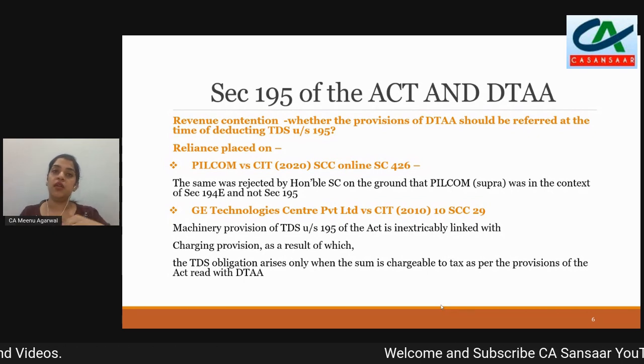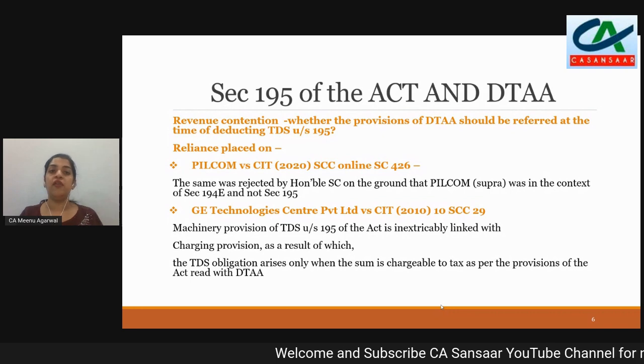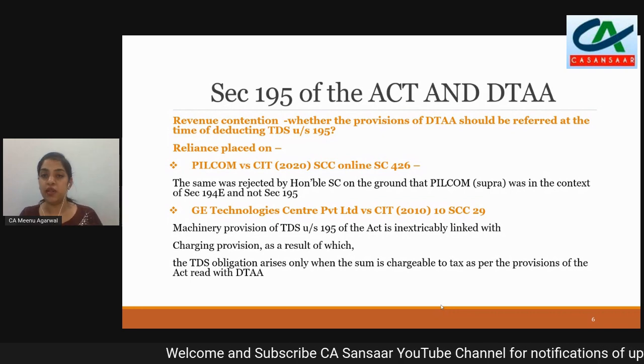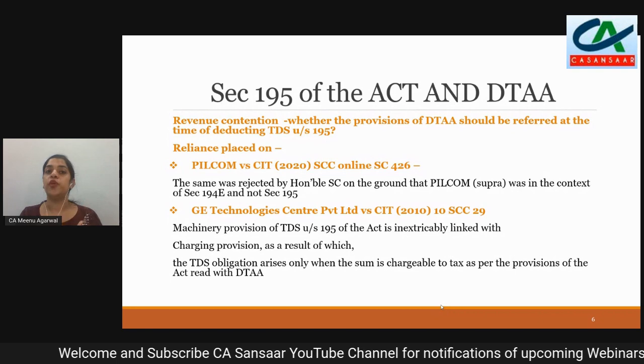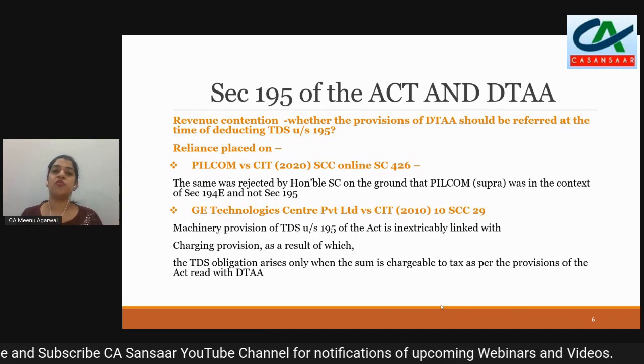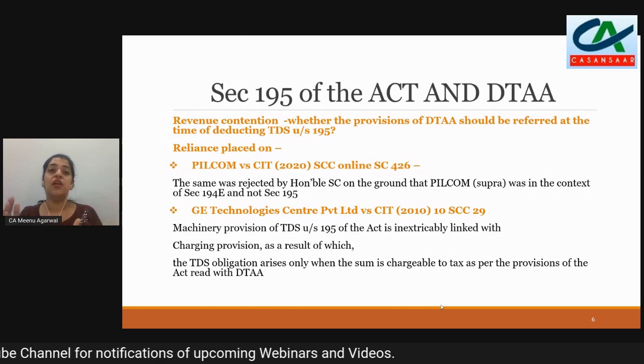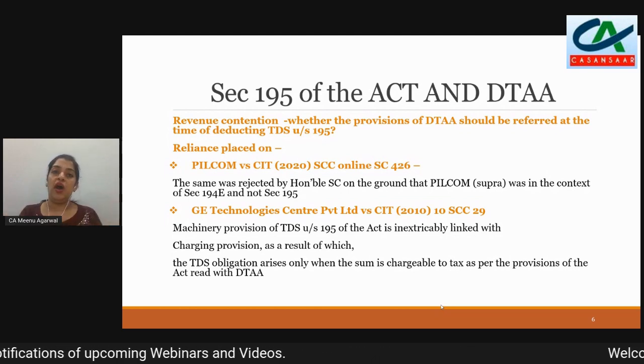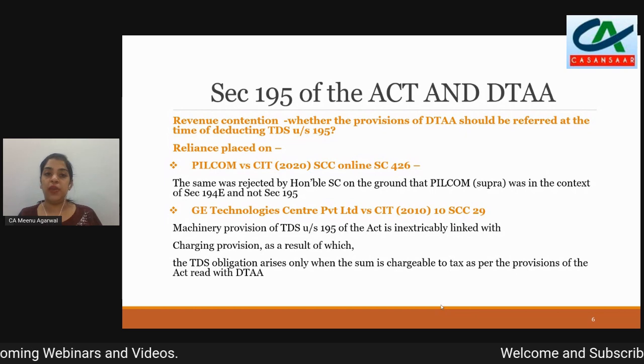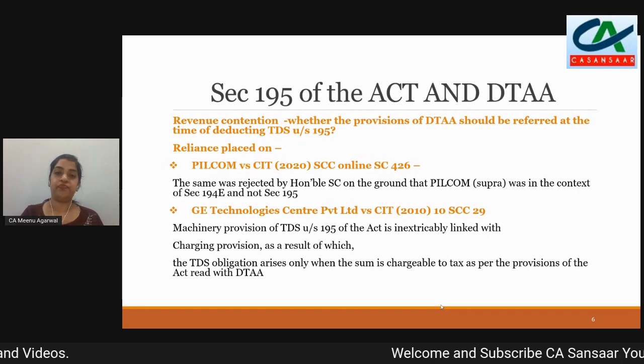So when there is a judgment already, why did this come up again? That was a little surprising, but still the Supreme Court went on to analyze this provision and concluded that yes, at the time of deduction under 195, you have to consider whether DTAA shall be applicable or not.